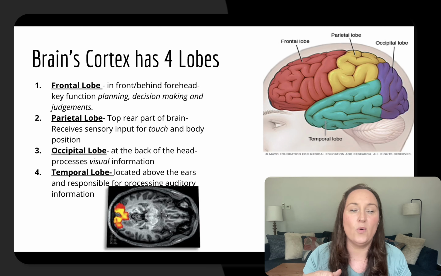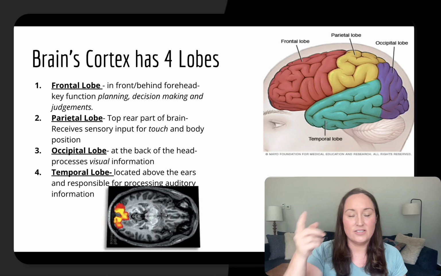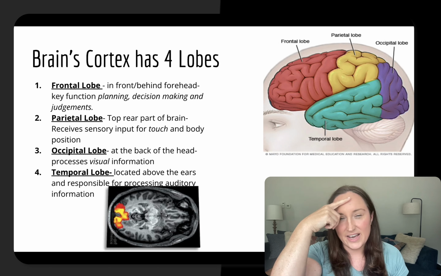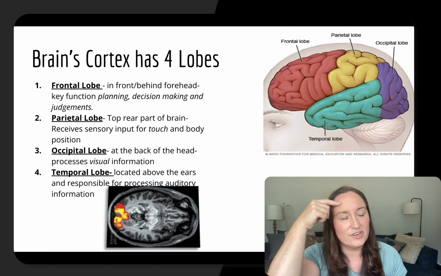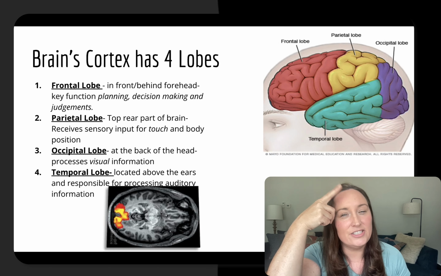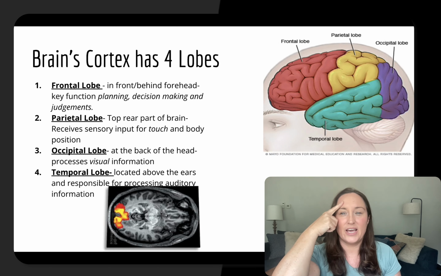So if we were to break the cerebral cortex down into 4 different parts, we would have these 4 lobes. So we have the frontal lobe, and this is our little memory cue for frontal lobe. We're going like this because not only is it located here, but it's also responsible for planning, judgment, and decision making, right? So if you're like, that is a good question, what should I do? Frontal lobe: judgment, decision making, planning ahead.